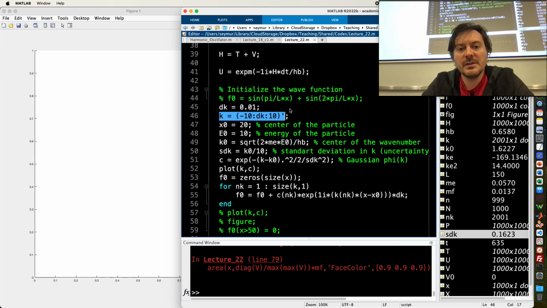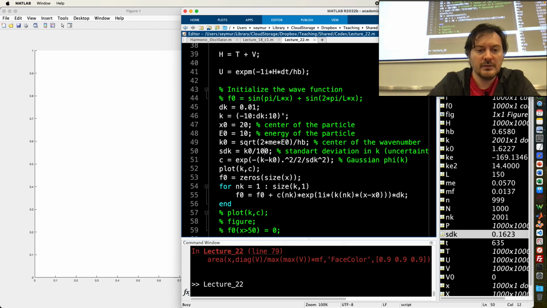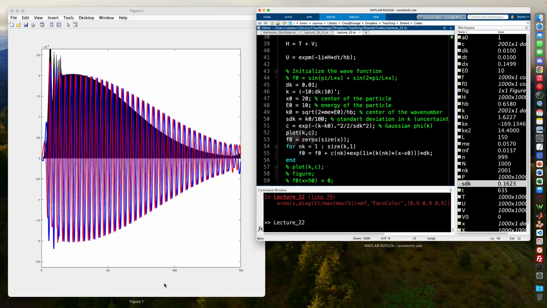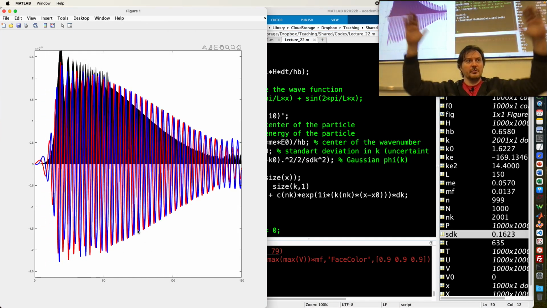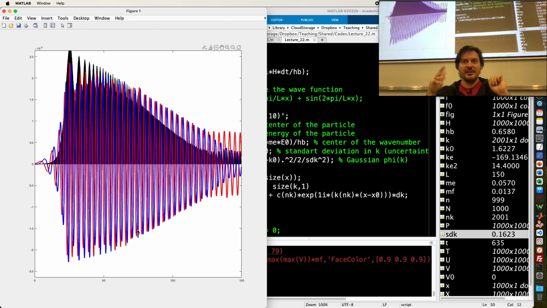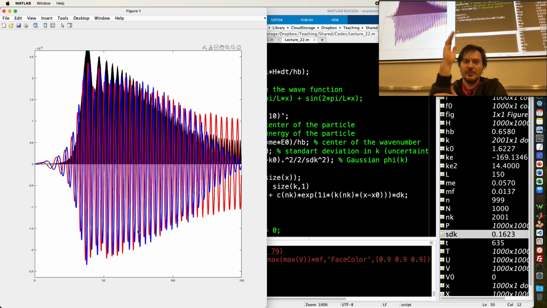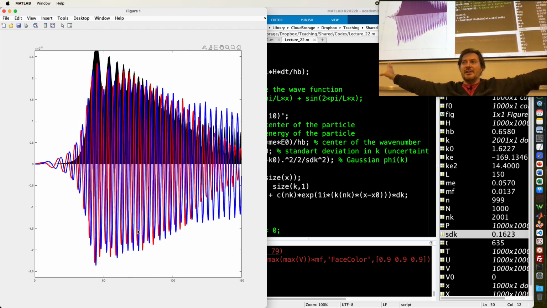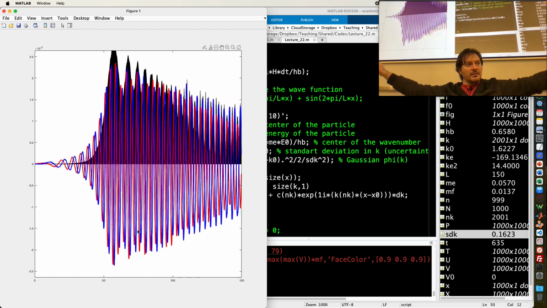So we can play with this k. For example, let's have much less standard deviation. Then, as you would expect, the problem started when we had certain momentum, right? When you have certain momentum, the wave function is basically everywhere. Are you following? Yes? No?